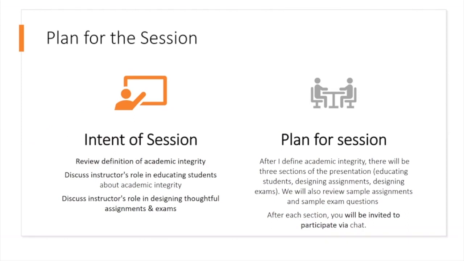After I define academic integrity, there'll be 3 sections of the presentation. After each section, we'll have a break so folks can answer some questions in the chat. So you'll be invited to participate in the chat at a couple different points throughout the session. We will not have any breakout rooms. We'll also spend some time reviewing sample assignments that are on FCIP's website and that you should have received if you registered for the workshop. And as always, our session is being recorded and all of our materials, including the chat, will be shared after the session.